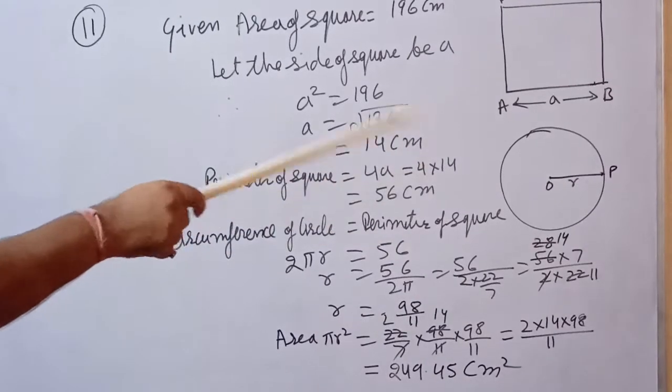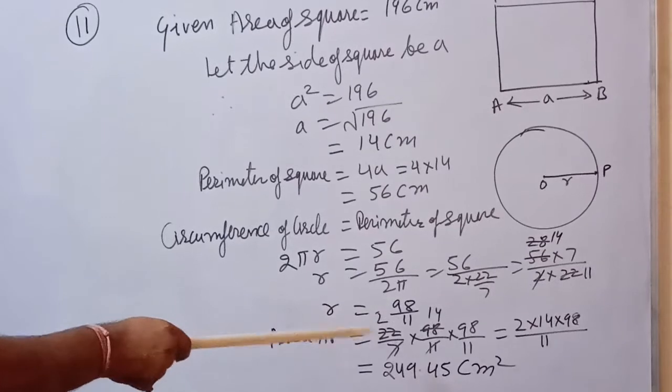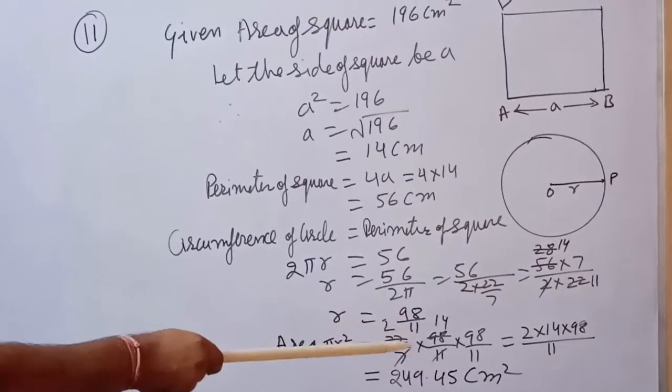Now area of the circle enclosed, that is pi r square, that is 22 upon 7 into 98 upon 11. We got the radius, into 98 upon 11.